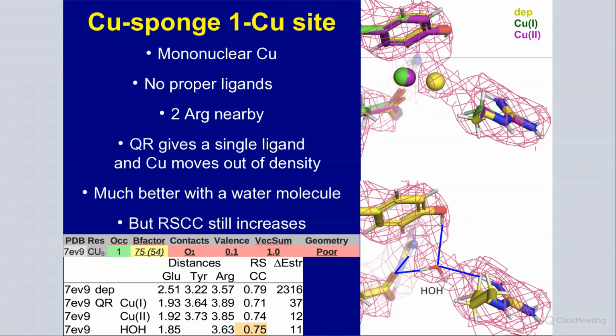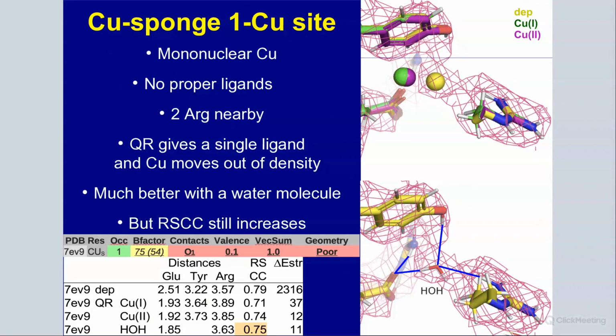I should say also that Check My Metal says that this is a very poor site. And even if we do quantum refinement with the metal, we still get very bad geometries because there is only one ligand, and that's not reasonable.